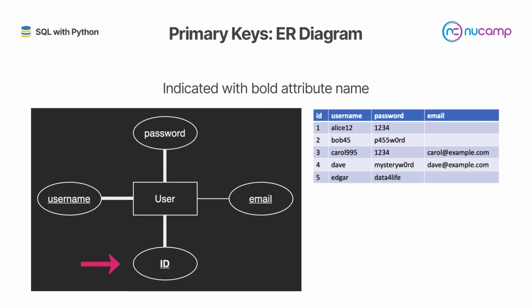To indicate a primary key on an ER diagram, bold the attribute name. Because primary keys are always non-nullable and unique, these attributes will also be underlined and connected with a bold line, as you see here for our user entity. With this understanding of database tables, we are now ready to tackle the next lesson, database references.